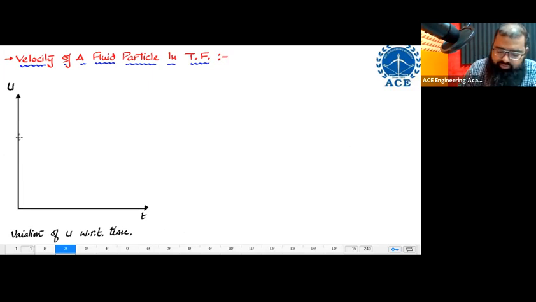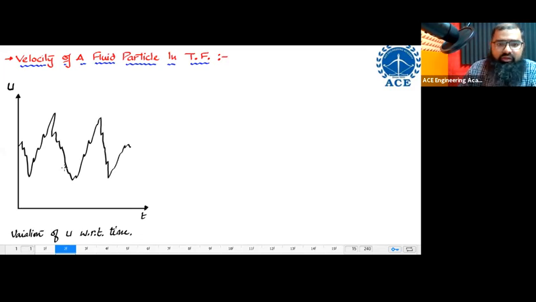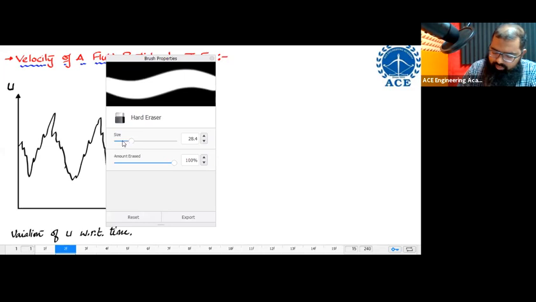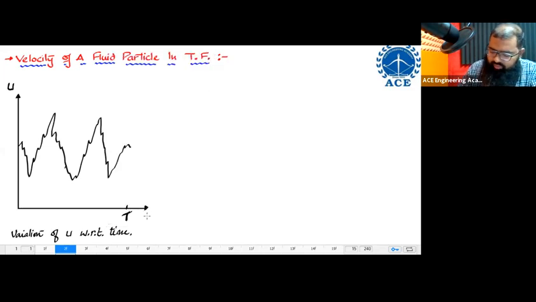Now whenever you're having a turbulent flow, the velocity is supposed to randomly vary with respect to time. Let us say some random variation like this is taking place. Now I'm observing till a particular time instant, let us say time equal to capital T. From time t equal to 0 up till capital T, I'm observing over here.